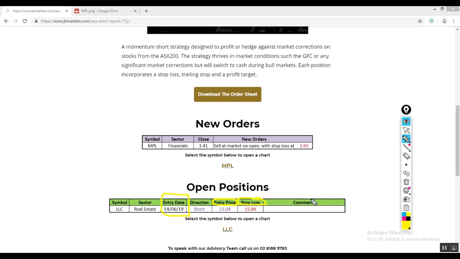Now, the comment section will just highlight if there's any action to be taken. Once you place your order with your stop loss, there's really not much to do, meaning that we need conditions to be met, which we'll go through shortly. So if we have a look at LLC, we're going to open the chart, which is down below here. We can then open the chart and take a look at LLC, which is Lend-Lease.